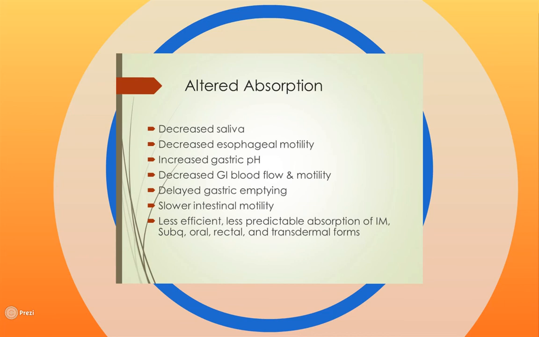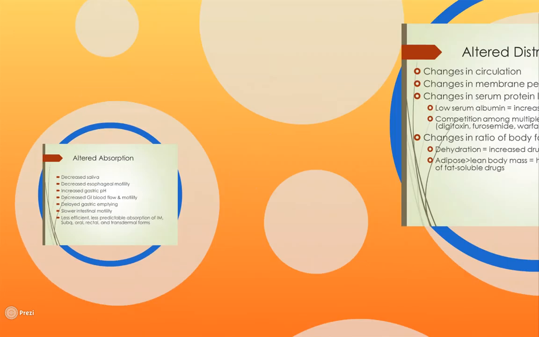Also, the absorption of IM meds, sub-Q meds, and even transdermal forms is less efficient because of the change in the lean muscle mass to fat. So we see all forms of medications have less efficient absorption processes.